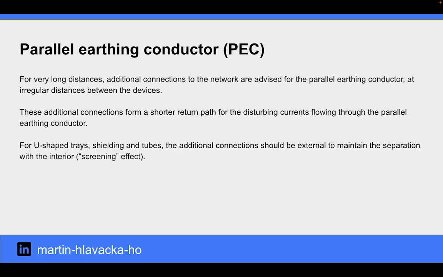For very long distances, additional connections to the network are advised for the parallel earthing conductor at irregular distances between the devices. These additional connections form a shorter return path for the disturbing currents flowing through the parallel earthing conductor. For U-shaped trays, shielding and tubes, the additional connection should be external to maintain the separation from the interior.